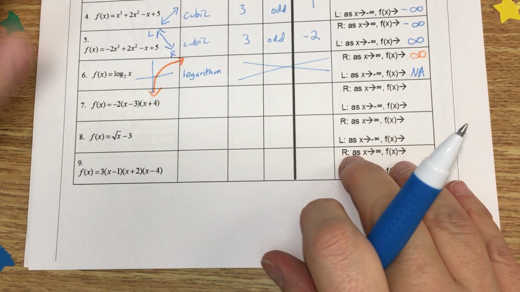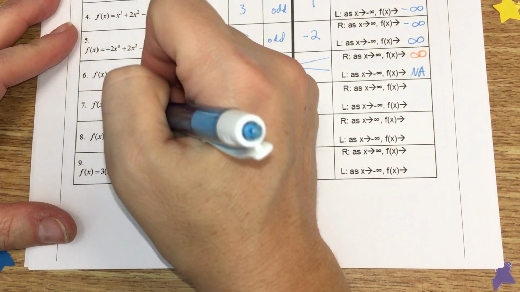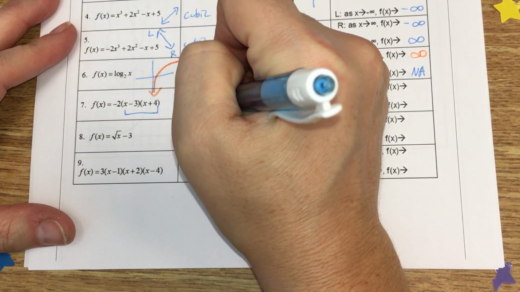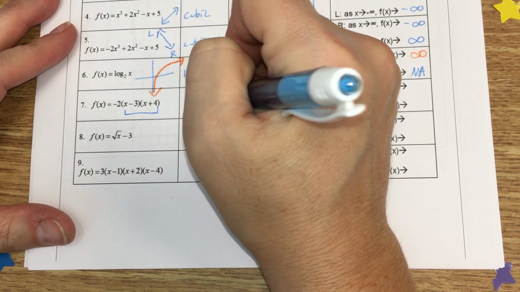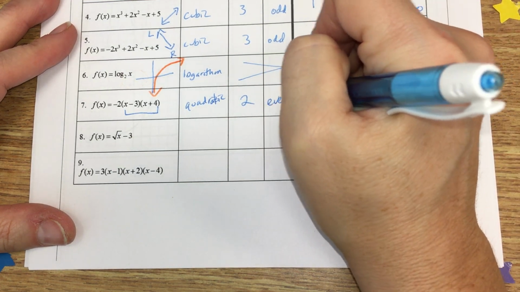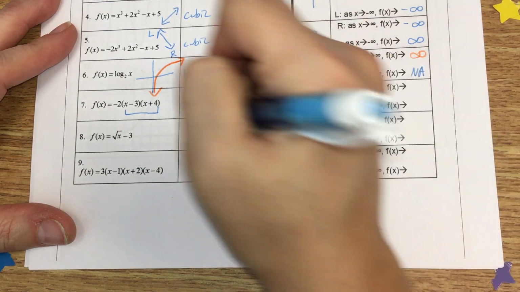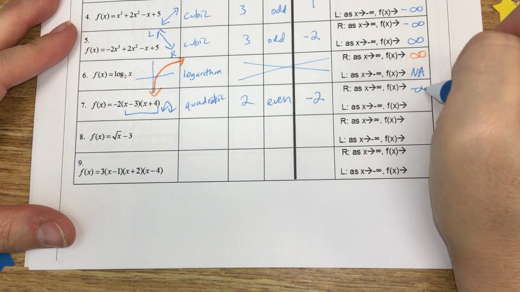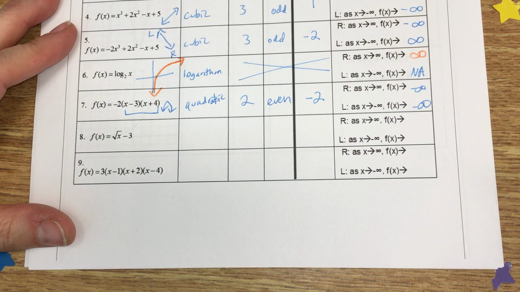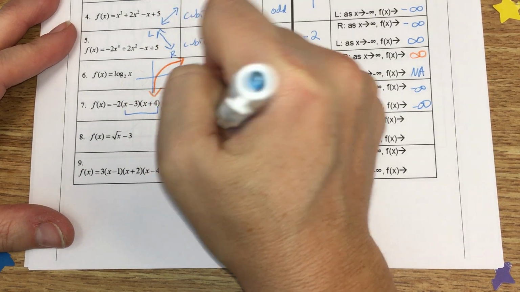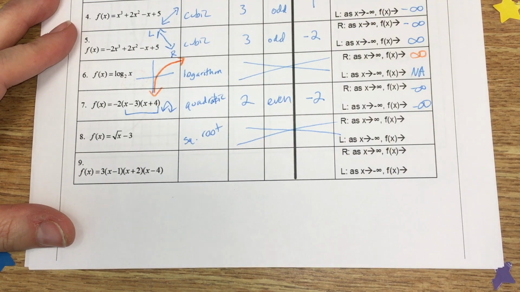Number 7 is written kind of funky, but really, it's just quadratic. If I were to multiply these together, I would get a quadratic function. The degree is 2. It's an even degree. The leading coefficient is -2, and it's quadratic. It's a parabola. It goes down. Both sides go down.